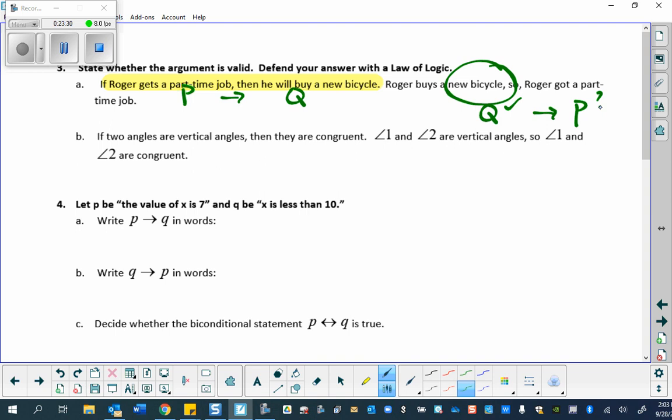If Roger gets a part-time job, he's going to go buy a bicycle. Look at that. He's got his bicycle. Did he get a job? Maybe. But was there another way he could have gotten that bike? Yes. So what we're going to say is that this argument is not valid, and the reason why it's not valid is because the law of detachment does not support the fact that that's true.